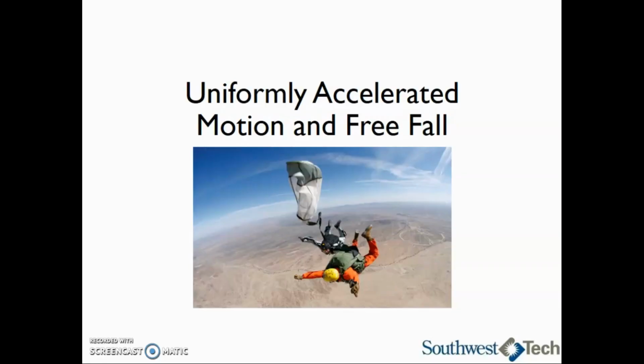Our third video on motion will cover uniformly accelerated motion. Uniformly accelerated motion is when acceleration of an object is constant. Some examples of uniformly accelerated motion would be a ball rolling down a straight incline, an object being dropped from a building, or a car increasing its speed at a constant rate.